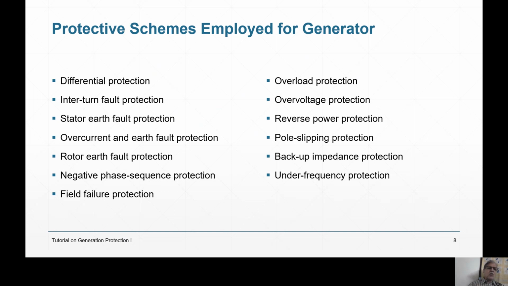Actually, a fault at the neutral has no meaning. Neutral is already at zero potential. But then we protect that too. So why do we protect? That is worth understanding. Very much worth understanding.